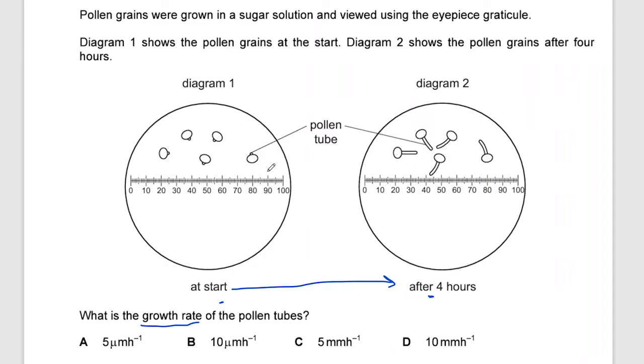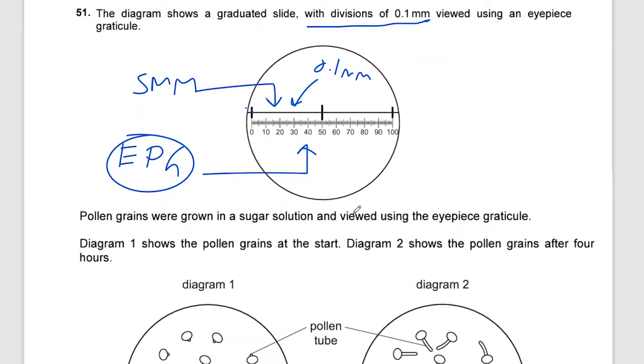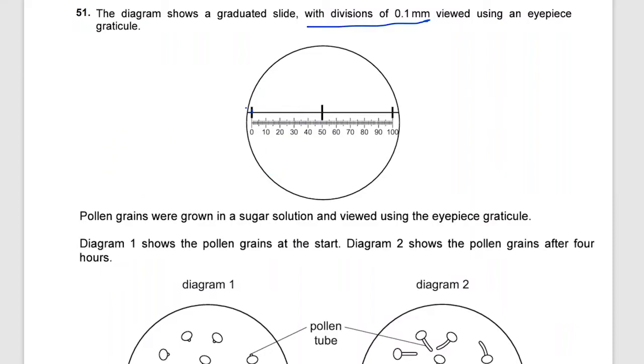But what was the change in length? To find the length, we have to first of all calibrate our eyepiece graticule with our stage micrometer. We can see that 50 divisions of the eyepiece graticule, the bottom one, is equal to 1 stage micrometer division.